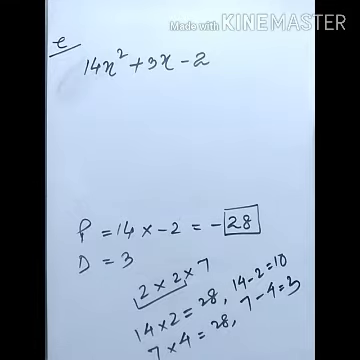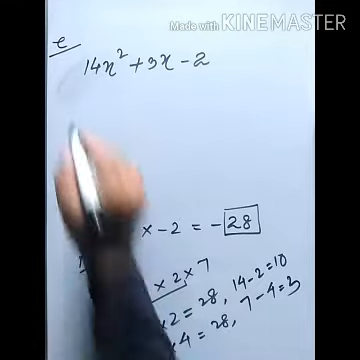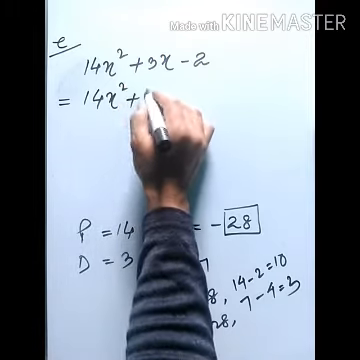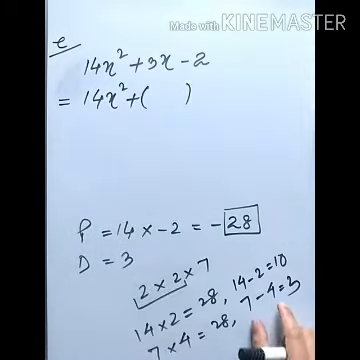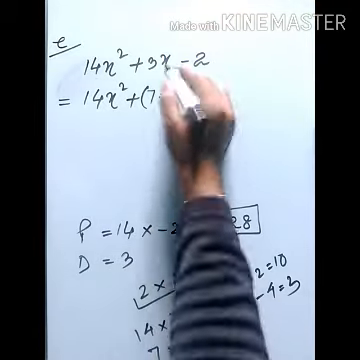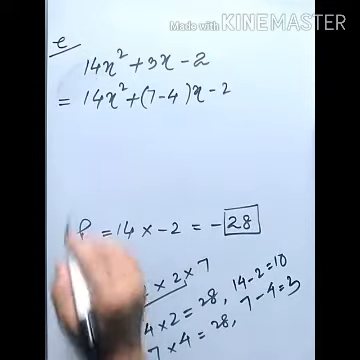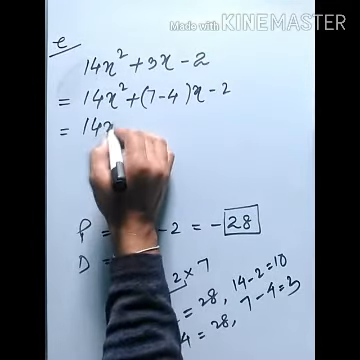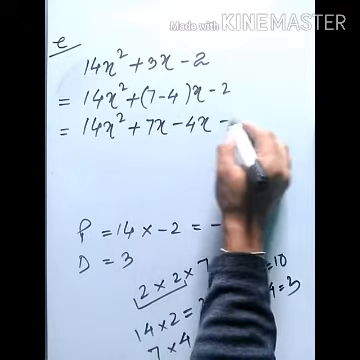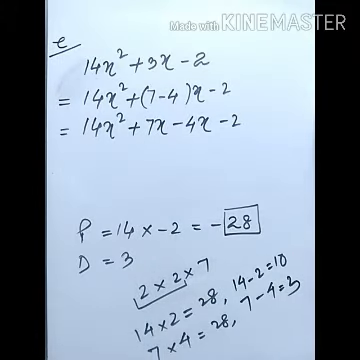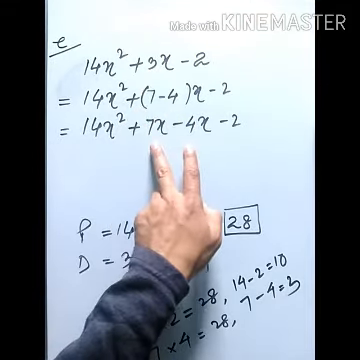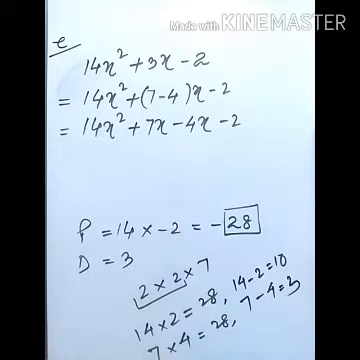Now how are we going to split, let us see properly here please. This is 14x square plus, in place of this 3, I'm going to write 7 minus 4. So 7 minus 4, then here x minus 2. So then 14x square plus 7x minus 4x minus 2. Please have a look here. This 3x is split in the form of 7x minus 4x.